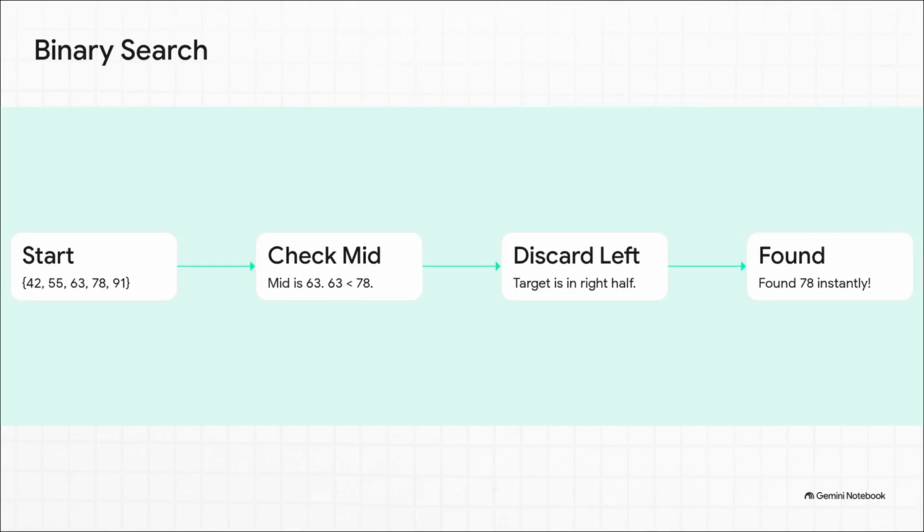Let's say we're looking for the number 78. We don't start at the beginning. We check the exact middle element, which is 63. Now, because 63 is less than our target of 78, we instantly know that 78 cannot be anywhere in the left half of the array. So we just completely discard the left side and focus only on the right half. The middle of that new right half is 78. Boom! We found it in just 2 tries. Binary search magically cuts the remaining work in half on every single attempt.